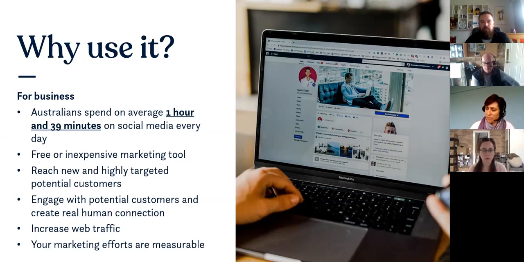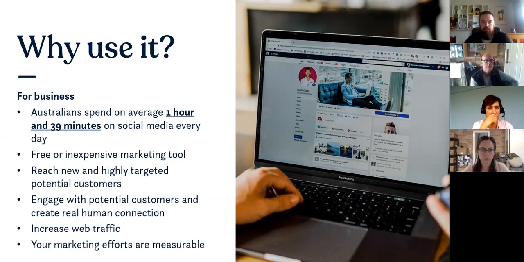You can engage with potential customers and create a real human connection to your business. That two-way conversation can really break down some barriers to people maybe wanting to purchase your product or engage your services. So if you can humanize your business a bit more, it really helps forge that connection with a potential customer. And social media allows you to do that.